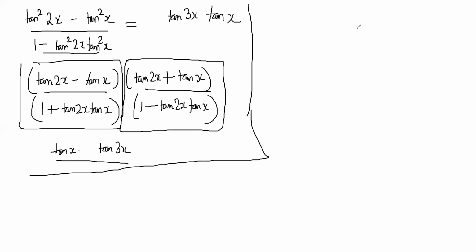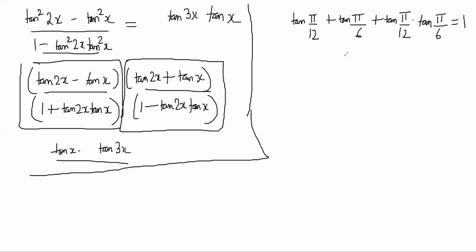One more is tan. Prove that tan pi by 12 plus tan pi by 6 plus tan pi by 12 tan pi by 6 is equal to 1. I have to prove this thing, right? Yes. Is equal to 1.